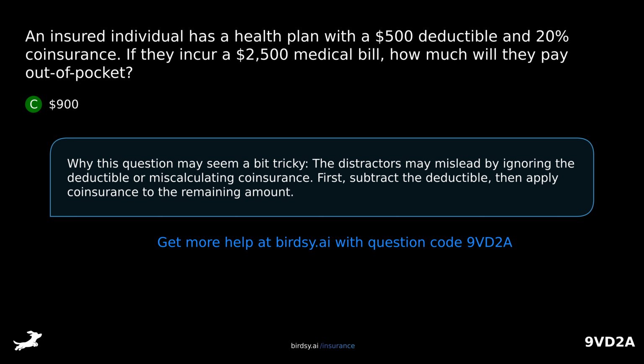Why this question may seem a bit tricky. The distractors may mislead by ignoring the deductible or miscalculating coinsurance. First, subtract the deductible, then apply coinsurance to the remaining amount.